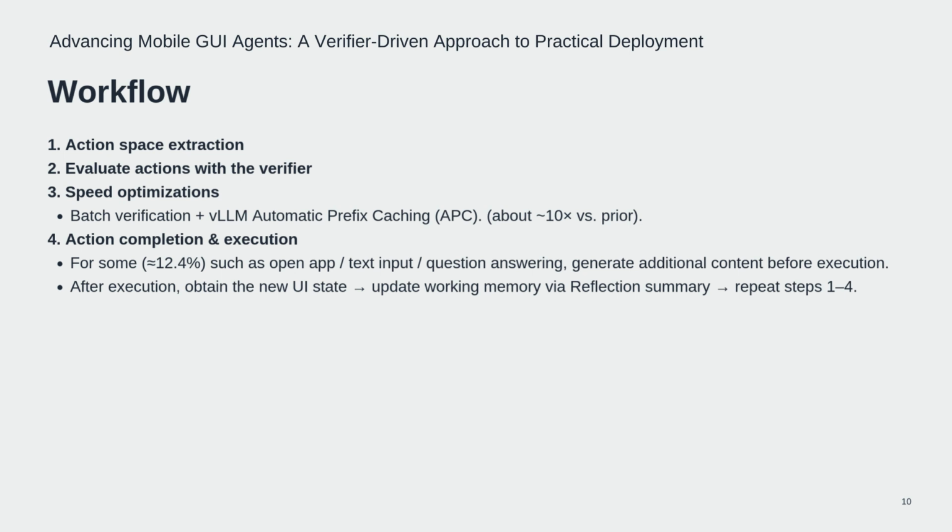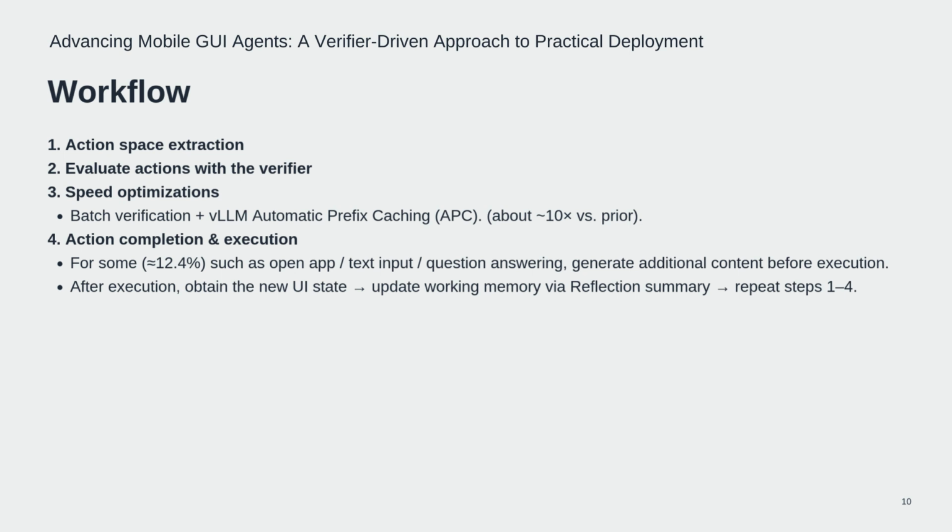Finally, after execution, the UI updates. The agent then updates its working memory. As mentioned, they summarize the new state and what just happened. This updated context will be fed into the next iteration, and the agent goes back to step 1 to extract the next set of actions from the UI, and so on. The loop repeats until the task is finished, either the agent selects the finish action or it reaches some end state of the task.